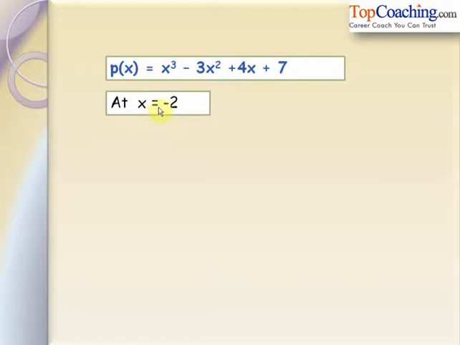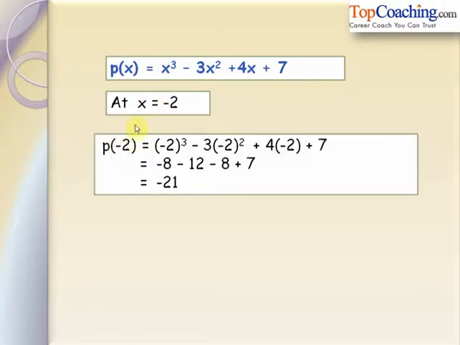Let's take the second input as x equal to minus 2. So when we have the input x equal to minus 2, what we do is we simply replace x by minus 2 in this expression. So what we get here is p of minus 2 is equal to, we replace x by minus 2, and so what we get is minus 2 whole cube minus 3 into minus 2 whole square plus 4 into minus 2 plus 7. Now the whole cube of minus 2 is minus 8.